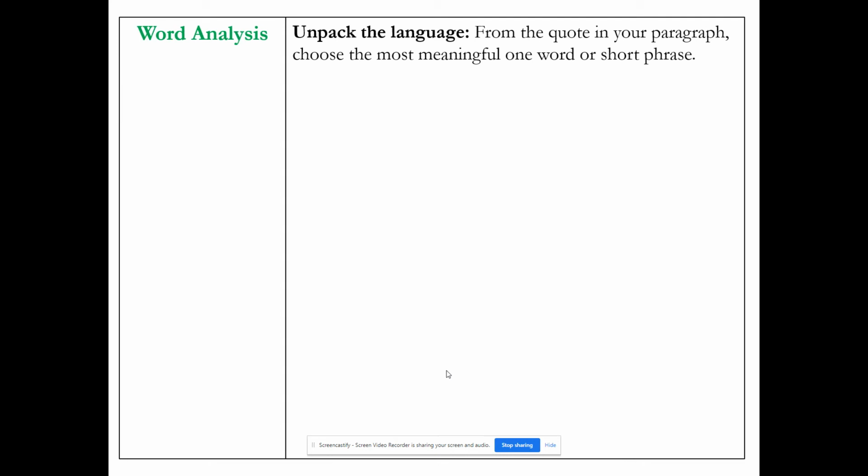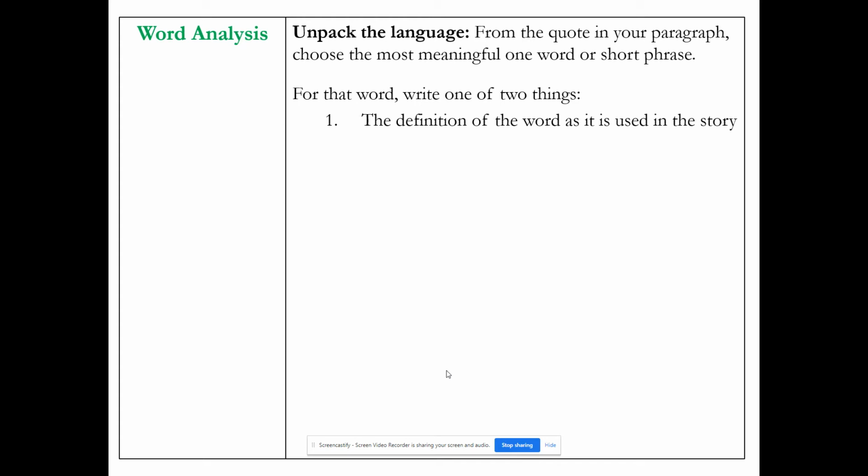So word analysis involves unpacking the language. From the quote in your paragraph, you should choose the most meaningful one word or short phrase. Pull a word or a short phrase out of the longer quote that you just placed into your paragraph. Then for that word, you should choose the juiciest, most meaningful word you can find in that quote.